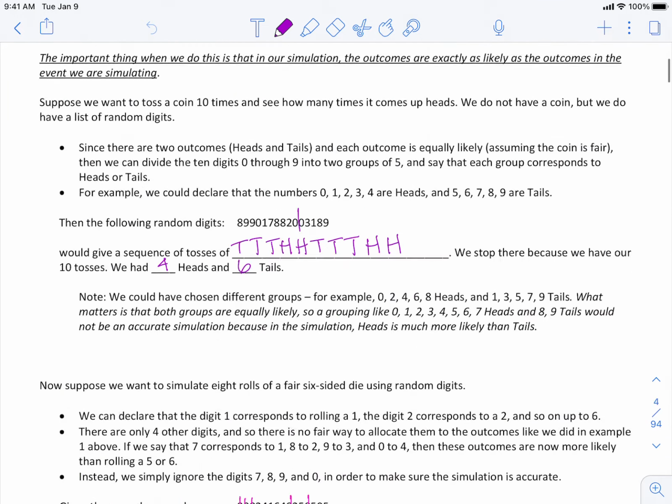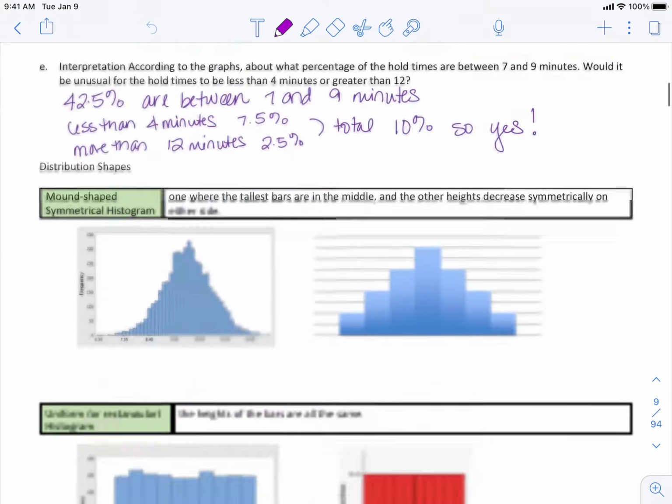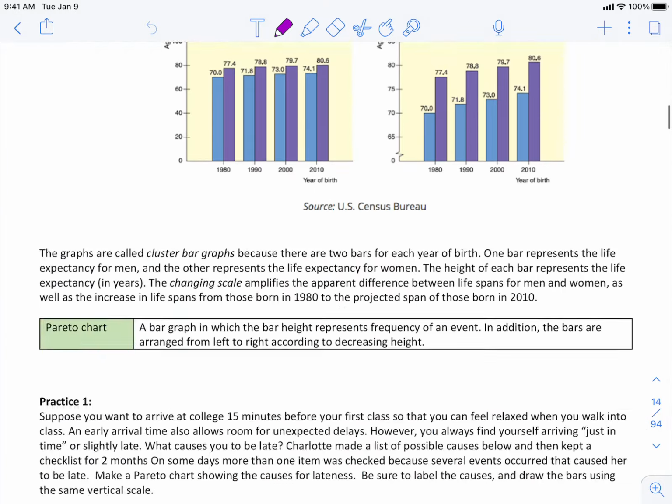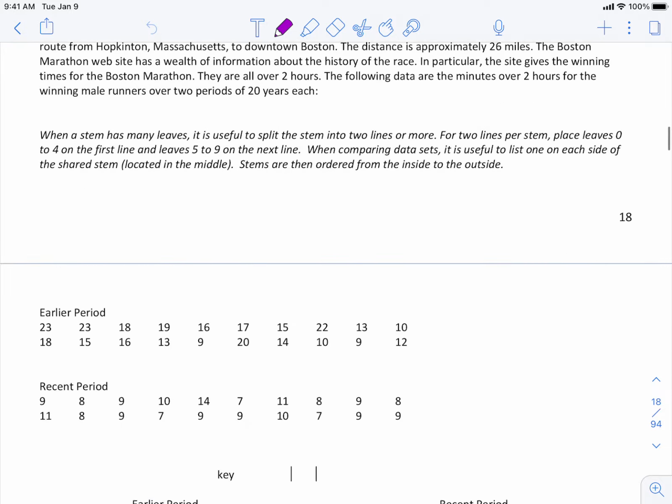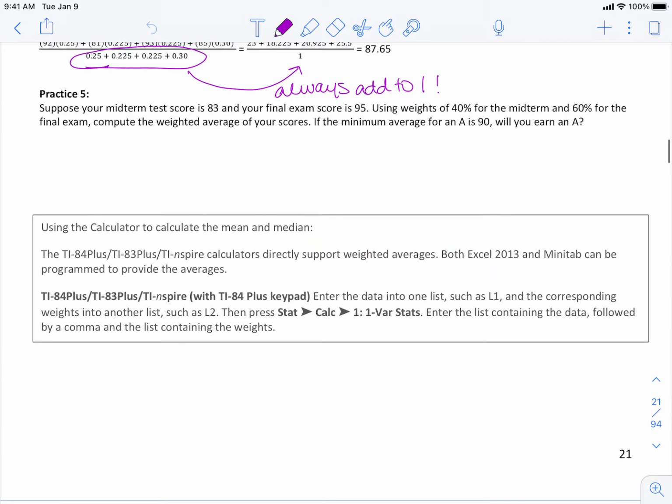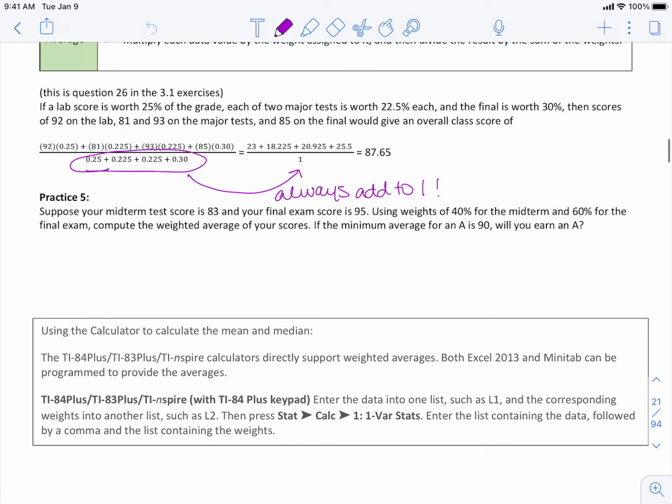I'm sorry, I don't know why my notes just cut out like that. There we go. All right, please take a minute and do this.